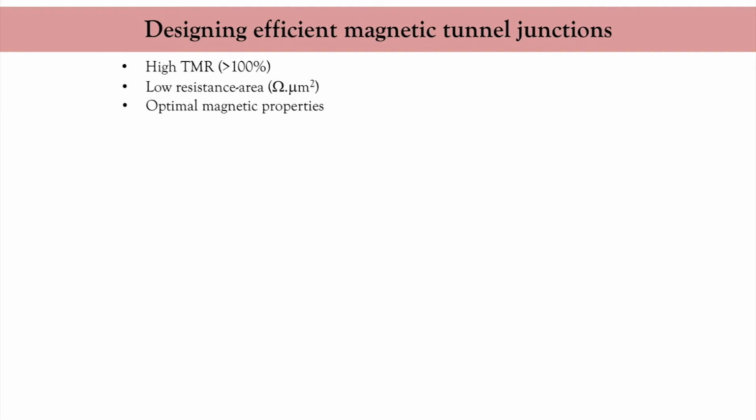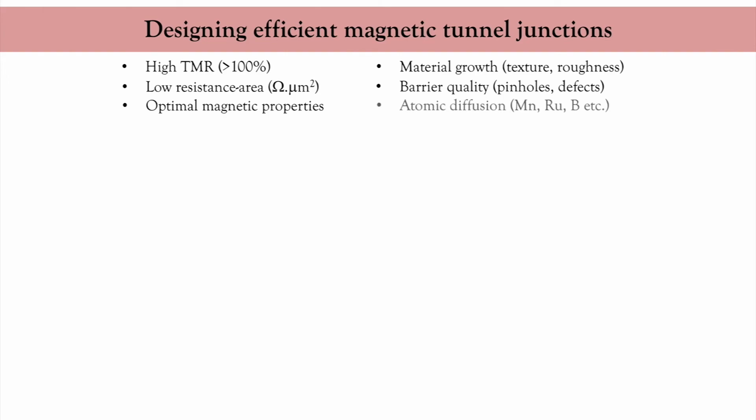What are the challenges? The material's growth comes first. Growing a metallic thin film on top of an oxide is difficult because the metal tends to form small clusters, which leads to irregular interfaces. You want to ensure the materials are properly textured, roughness is reduced as much as possible. You also want a good barrier quality, well oxidized, free of pinholes and defects. And finally, you want to control the atomic diffusion across the stack. You want to make sure that when you deposit a ruthenium layer, these ruthenium atoms will not diffuse to the other end of the device.